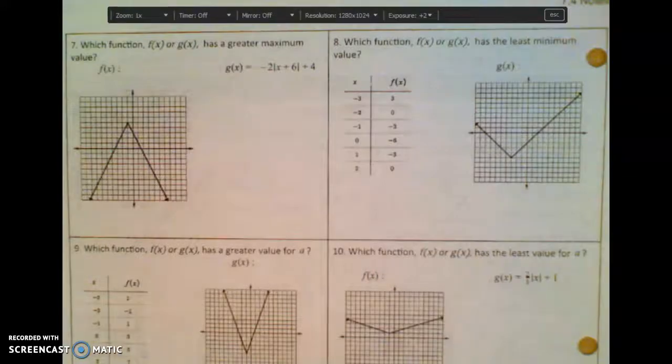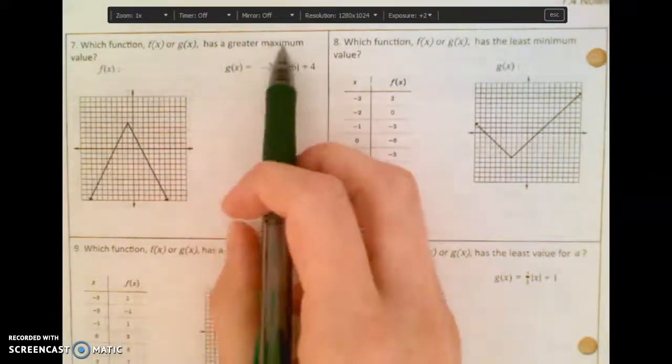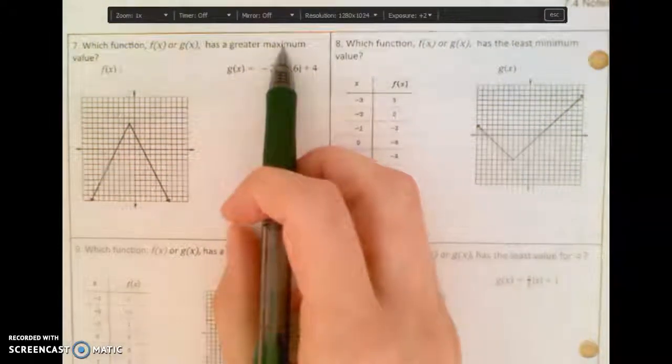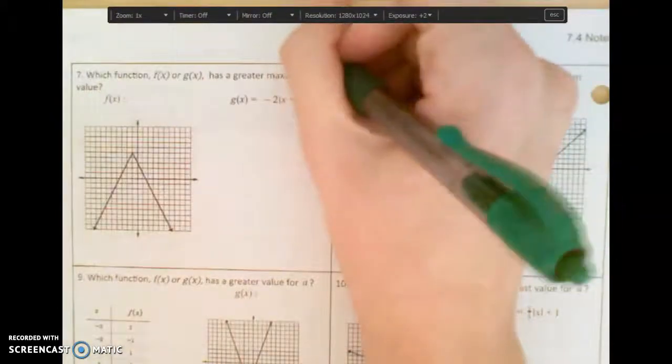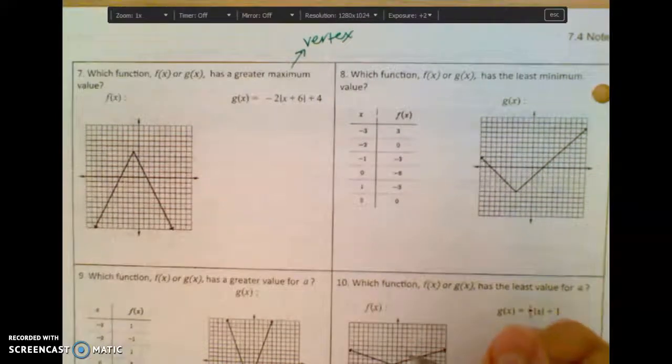All right, on the back of the notes, we are comparing functions. So number 7, which function, f of x or g of x, has a greater maximum value? Whenever we're talking about a maximum or a minimum, we need to look at the vertex, and specifically, we're going to look at the y value of the vertex. I'll show you what I mean by that.